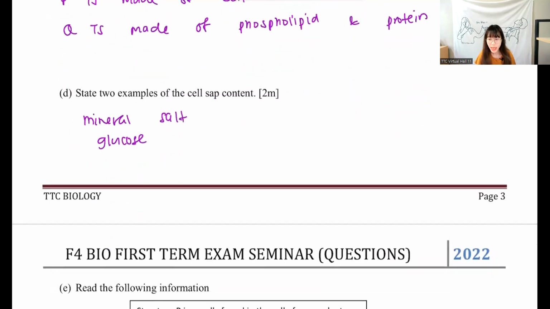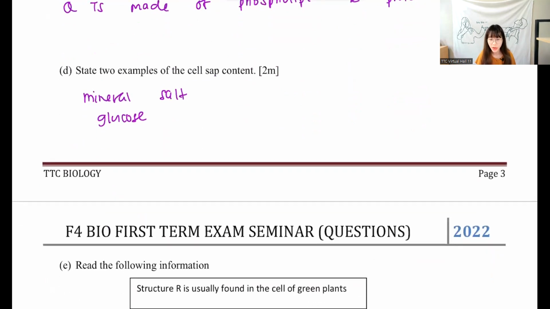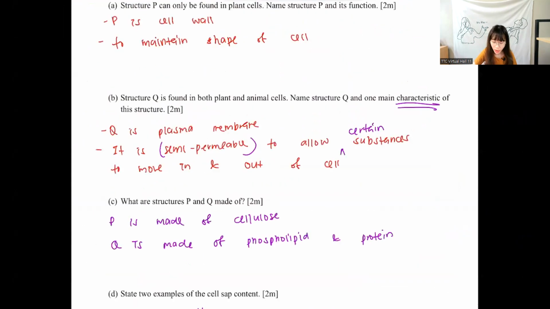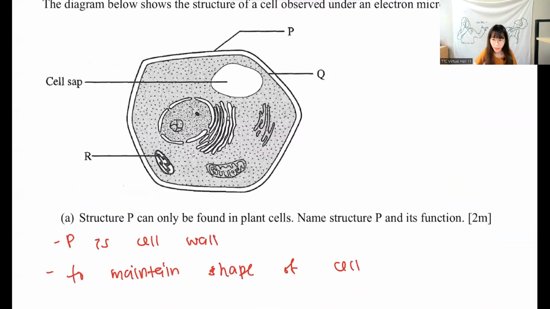Okay? Now E. Read the following information. They say structure R is usually found in the cell of green plants. So they ask you, based on statement above, explain the importance of structure R to green plants. We have to identify what is structure R first, right? If you look at this diagram, you can see that R is what? R is a chloroplast, correct?